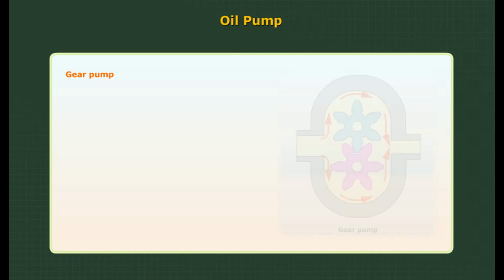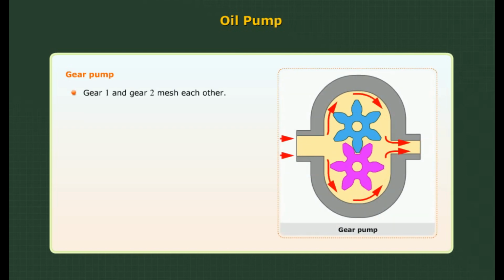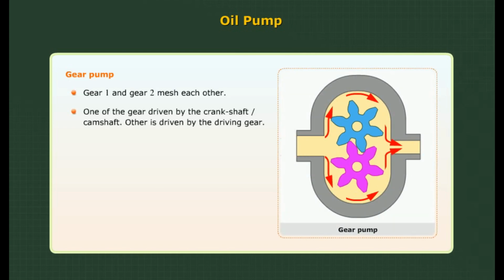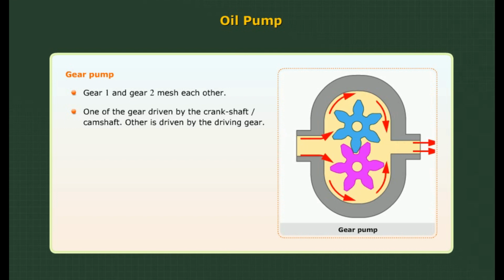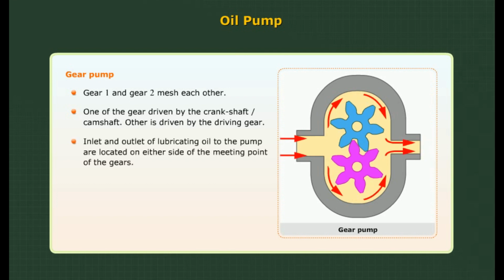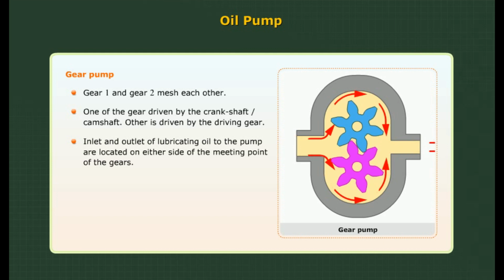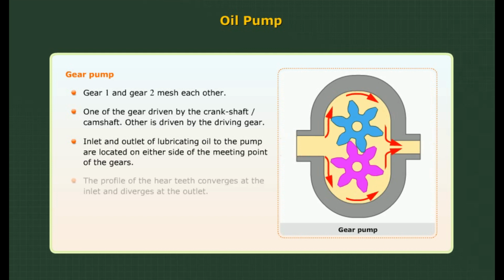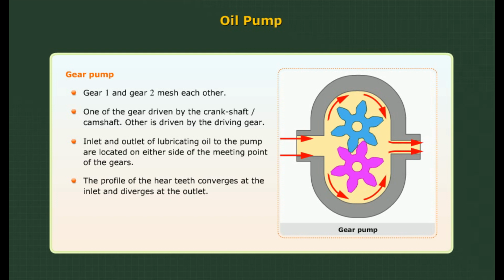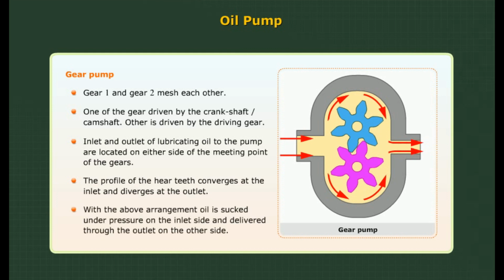Oil pump. Gear pump. Gear 1 and Gear 2 mesh with each other. One of the gears is driven by the crankshaft or camshaft. The other is driven by the driving gear. Inlet and outlet of lubricating oil to the pump are located on either side of the meeting point of the gears. The profile of the gear teeth converges at the inlet and diverges at the outlet. With the above arrangement, oil is sucked under pressure on the inlet side and delivered through the outlet on the other side.